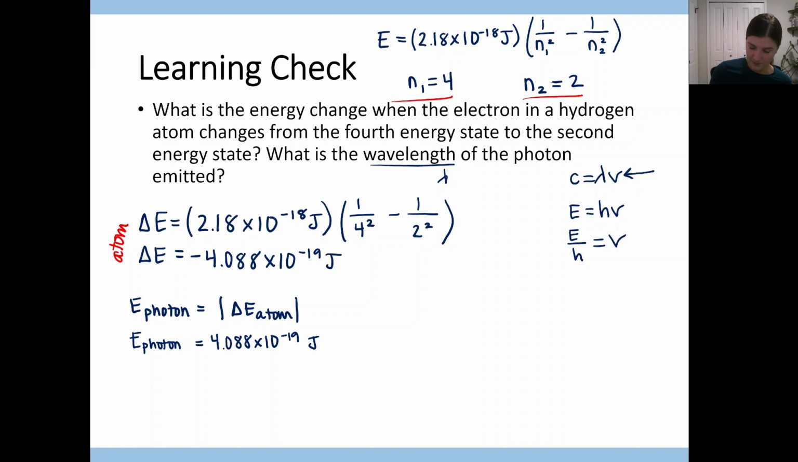So we have speed of light is equal to wavelength times energy divided by Planck's constant. Now we're looking for wavelength, so let's rearrange. We multiply by Planck's constant divided by energy on both sides. So now we have Planck's constant times the speed of light divided by energy is equal to wavelength. And we have our two constants and we have energy. So we can go ahead and plug that in.